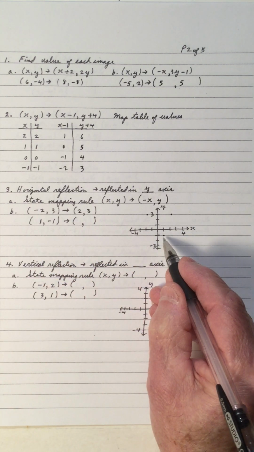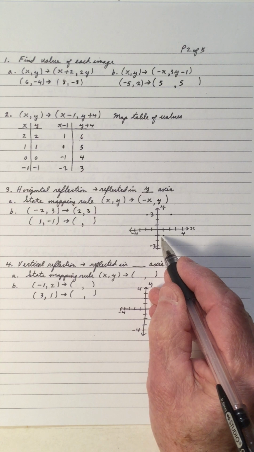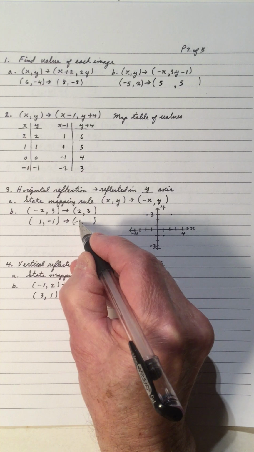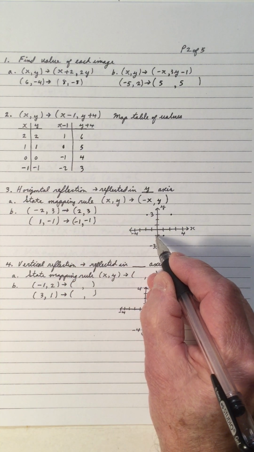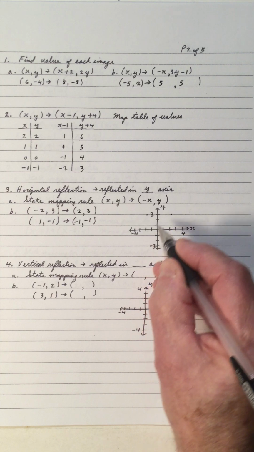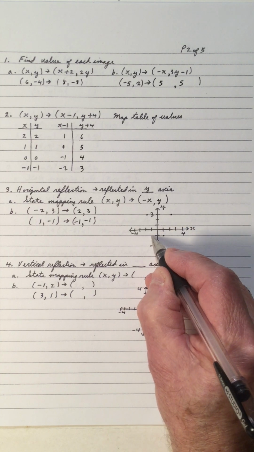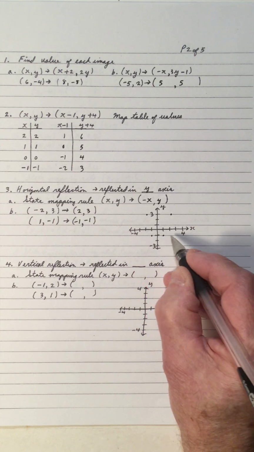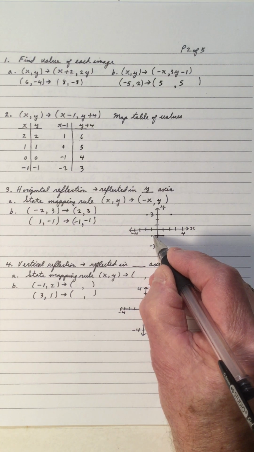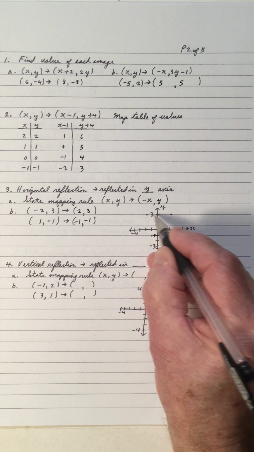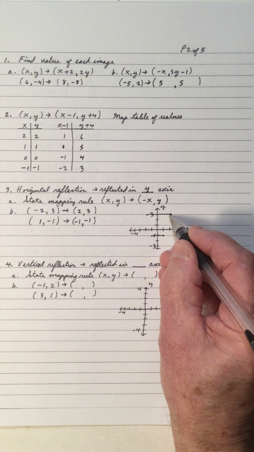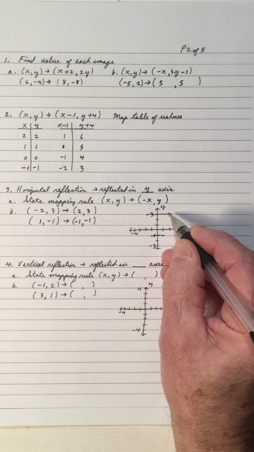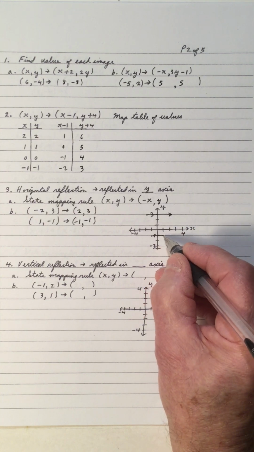So when you reflect horizontally, reflect in the y-axis, you change the 1 to a negative 1, but you don't change the y. So you reflect across, it goes right here. So it moved right there. And this one up here moved to right there. So you can see when you reflect horizontally, you change the x but not the y.